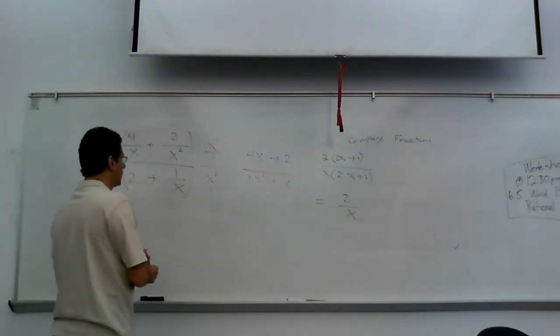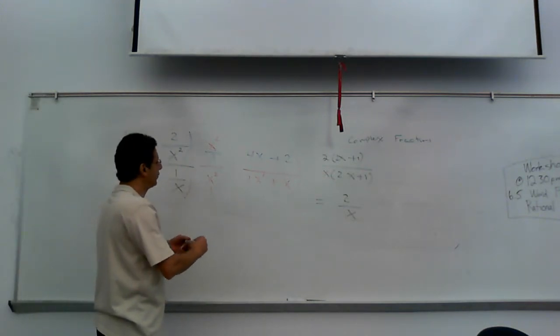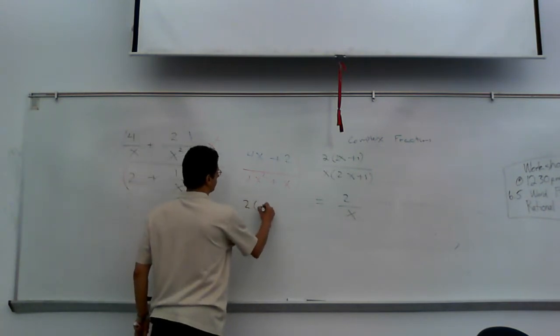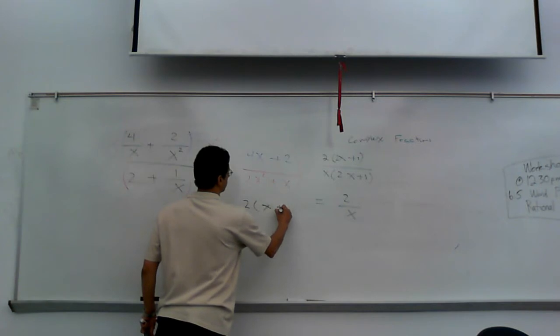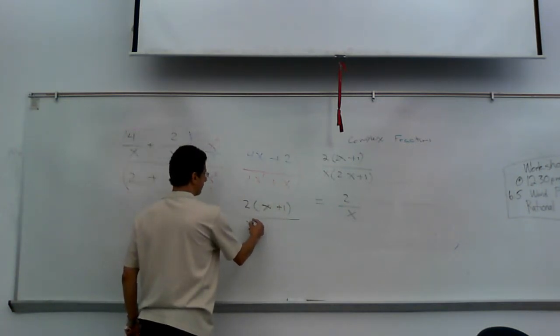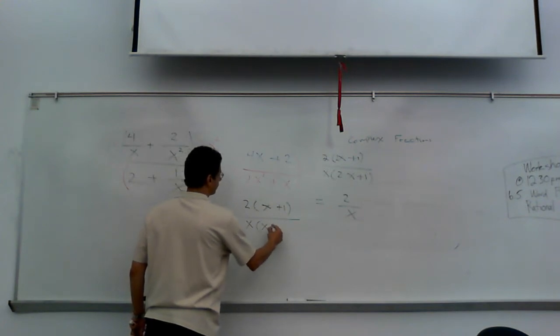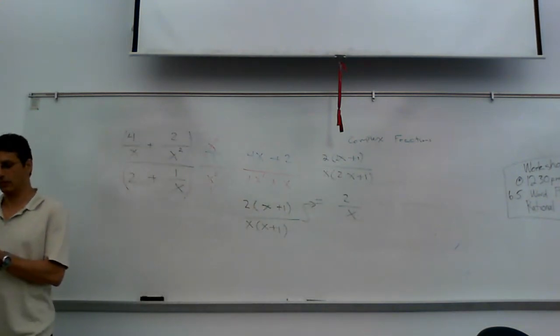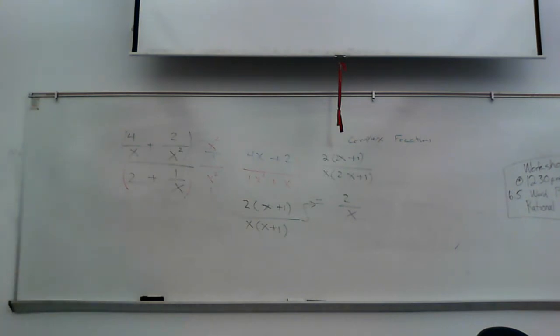Now we're going to factor. What is the top? What can we do? 2 times what? X squared plus 1. X plus 1. Okay. And the bottom, what comes out? Times what? And it gives us the same answer. Sounds good?